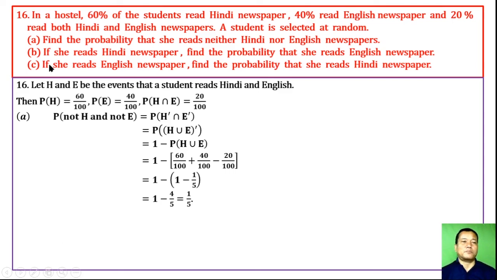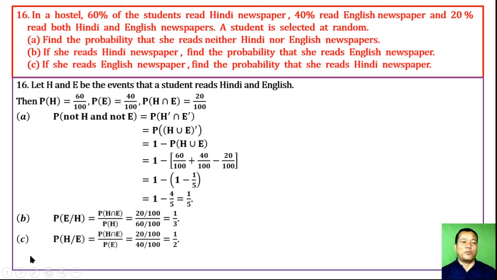For B, if she reads Hindi newspaper, find the probability that she reads English newspaper. For this, we have to find out P of E given H, which is equal to P of H intersection E by P of H, whose value is 20 by 100 divided by 60 by 100. We get 1 by 3. For C, P of H given E is equal to this, and respective values are this. Solving, we get half.